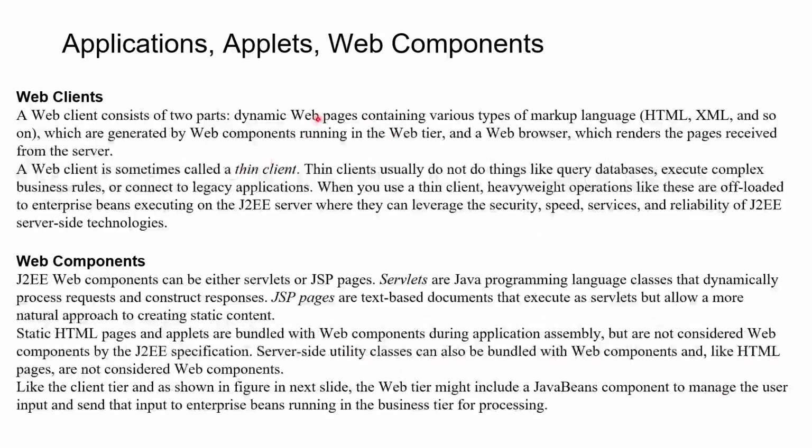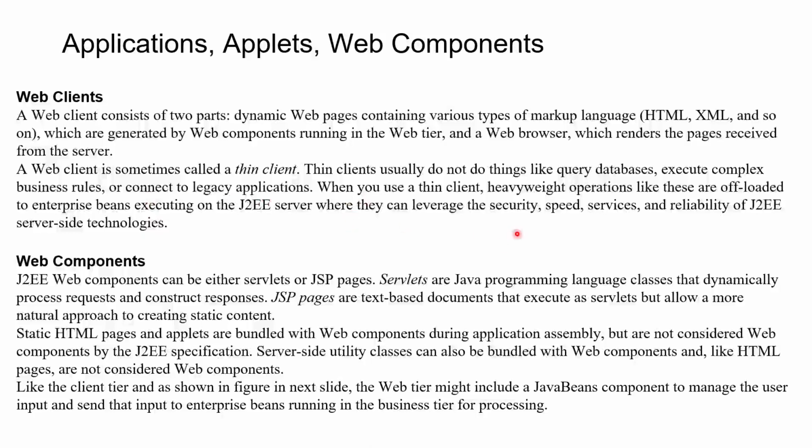A web client consists of two parts. Dynamic web pages containing various types of markup languages like HTML and XML, generated by web components running on the web tier, and the web browser itself, which renders the pages received from instructions from the server.